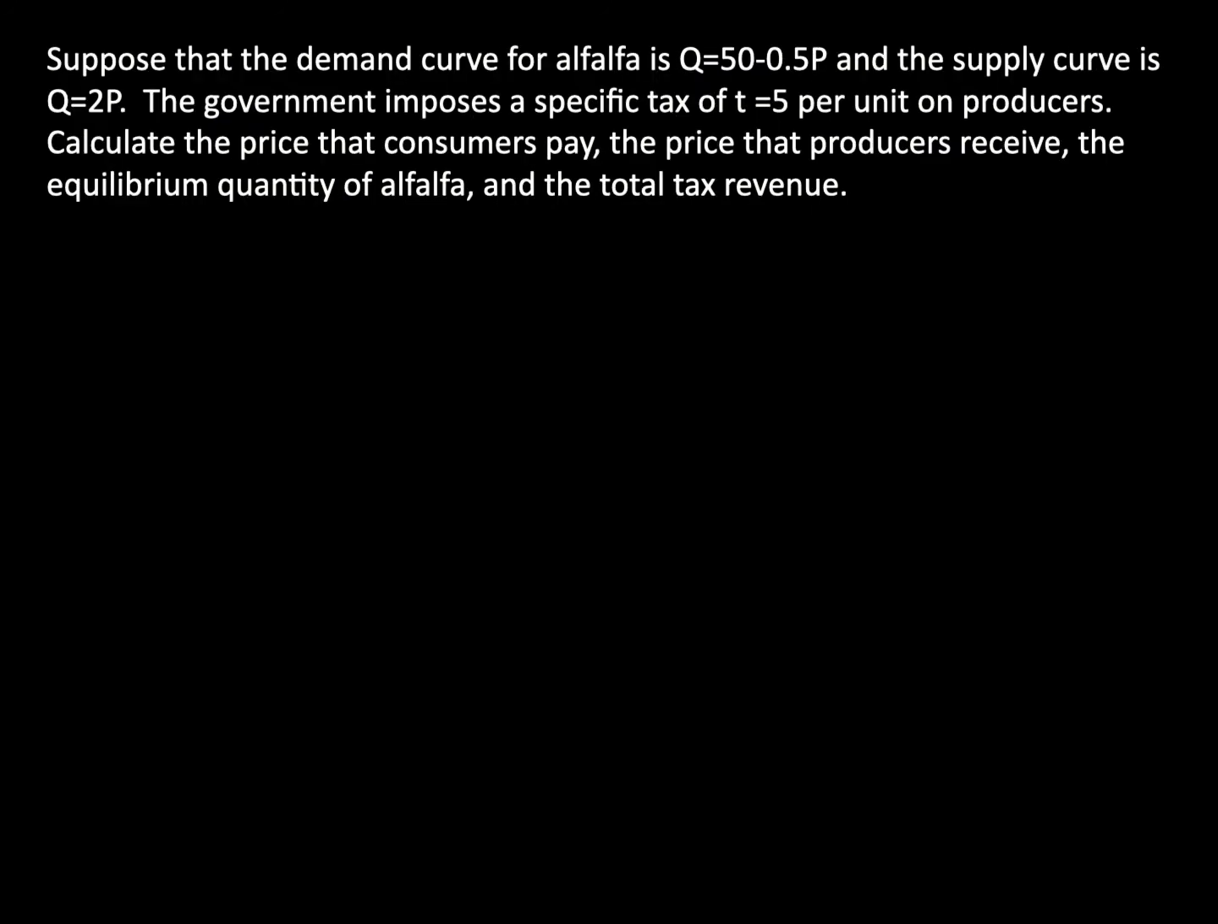Let's work one more problem for practice. Suppose that the demand curve for alfalfa is Q equals 50 minus 1/2 P, and the supply curve is Q equals 2P. The government imposes a specific tax of $5 per unit on producers. Calculate the price that consumers pay, the price that producers receive, the equilibrium quantity of alfalfa, and the total tax revenue. What is the total tax revenue?